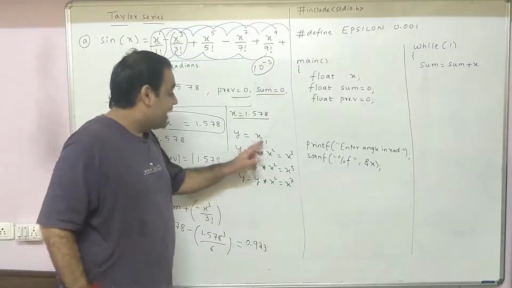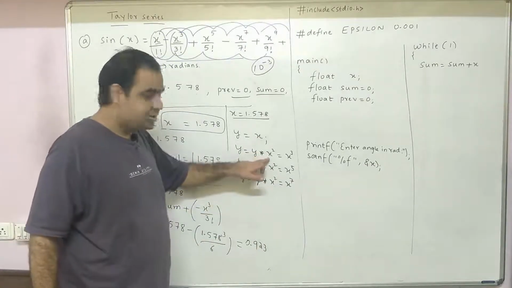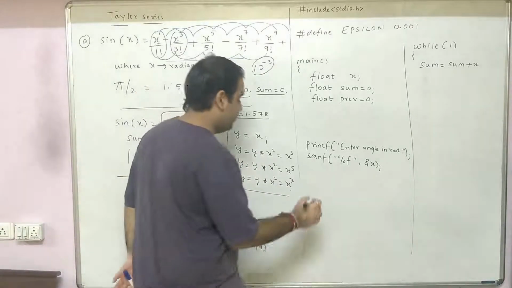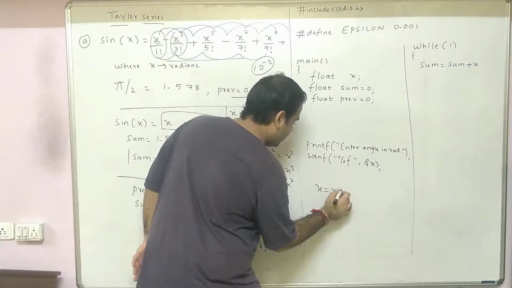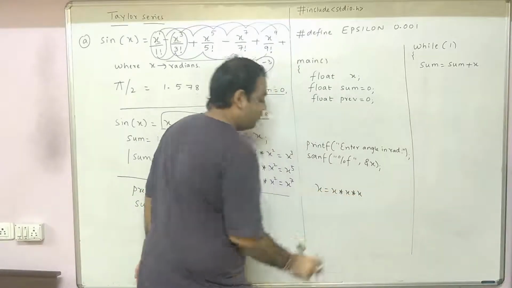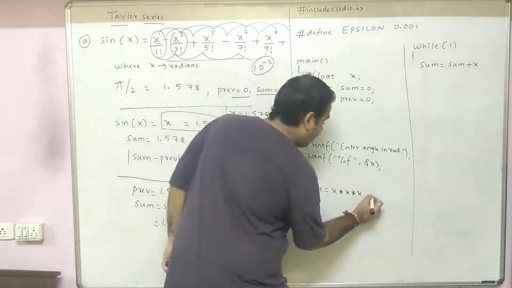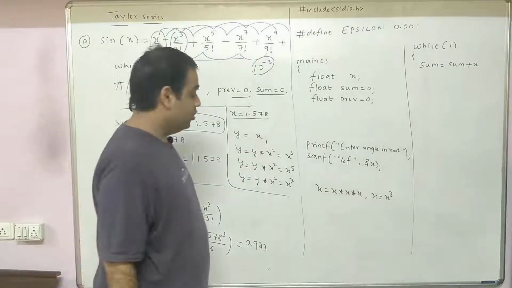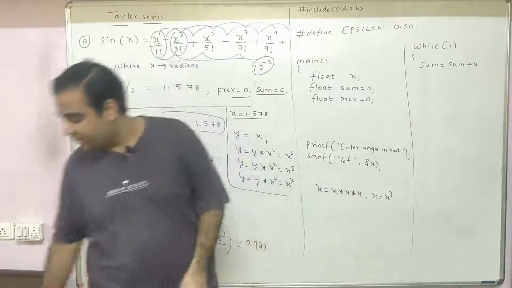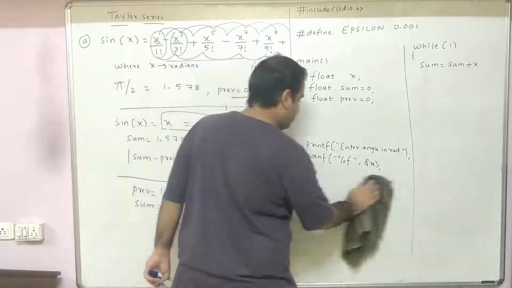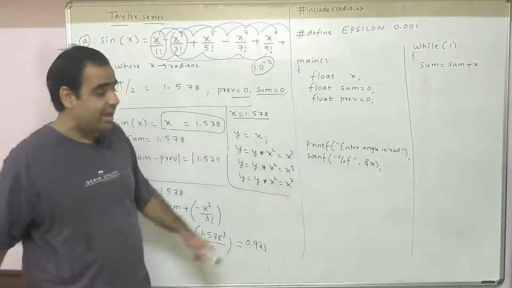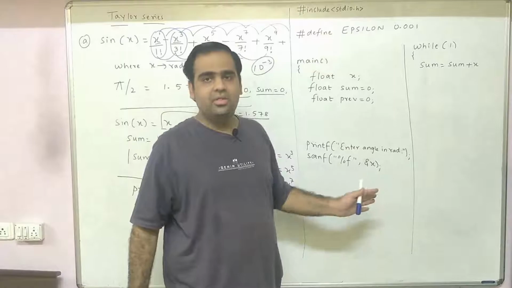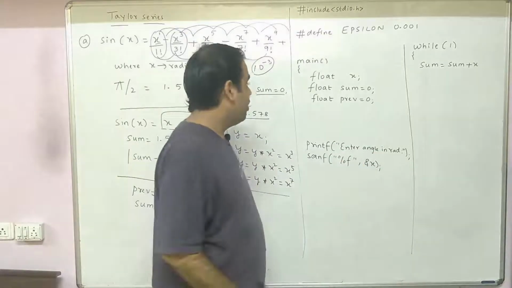And here I cannot change the value of x. Suppose you write it like this, you might ask, sir, why can't we write x is equal to x into x into x? What will happen at this point of time? The value of x will become x cube. That means you are changing the value of x. We do not want to change the original value of x. We want to retain the original value of x, whatever the user has given, so that at last, when I want to print, I can say sine of x. You want to retain it.